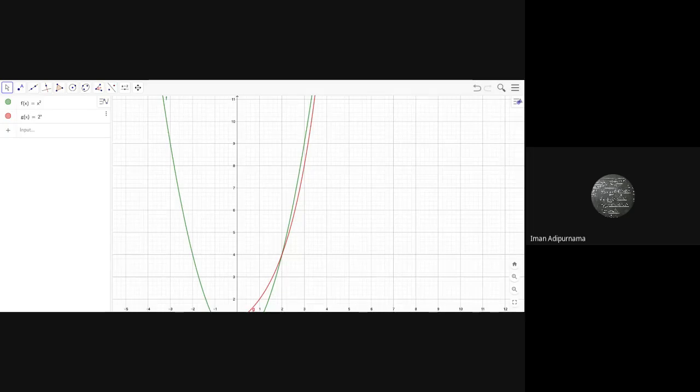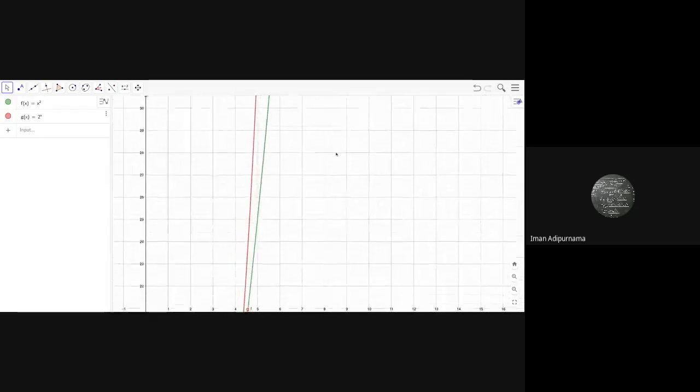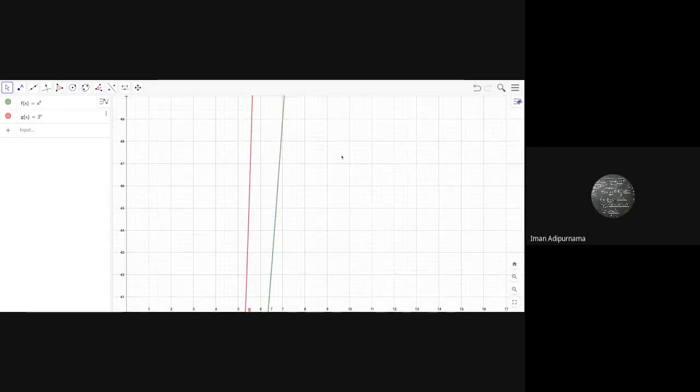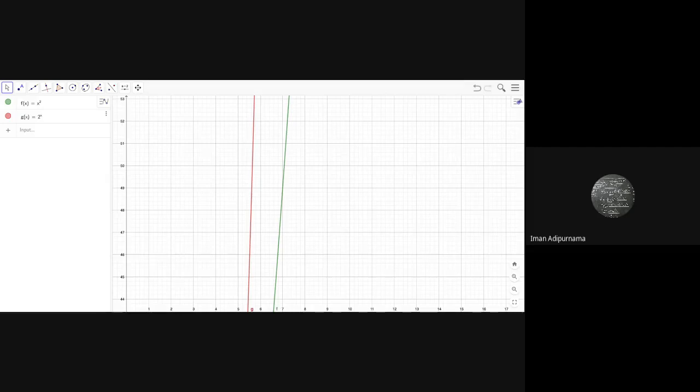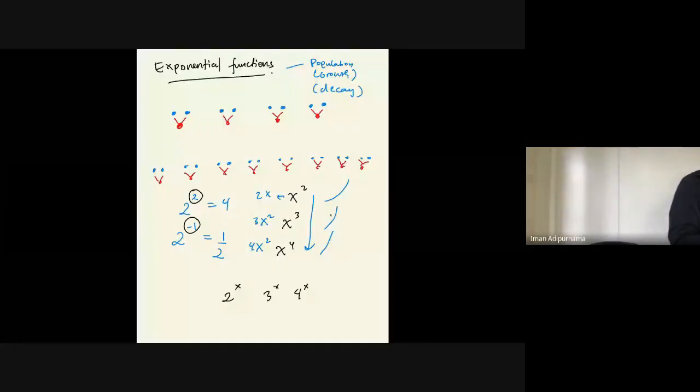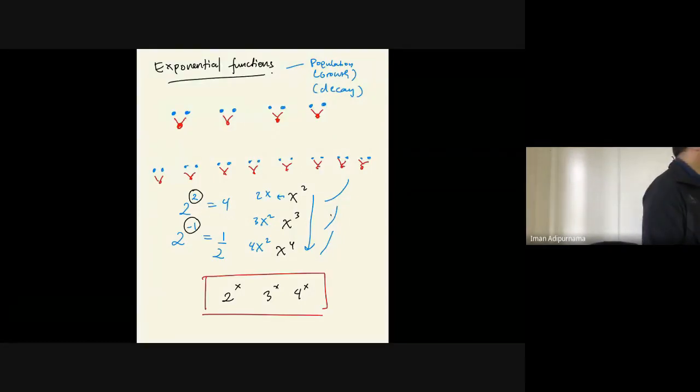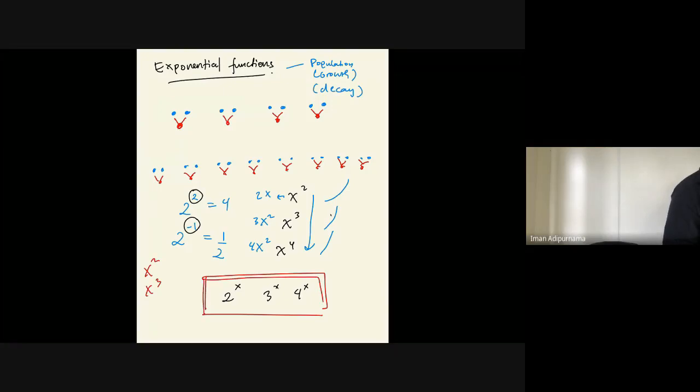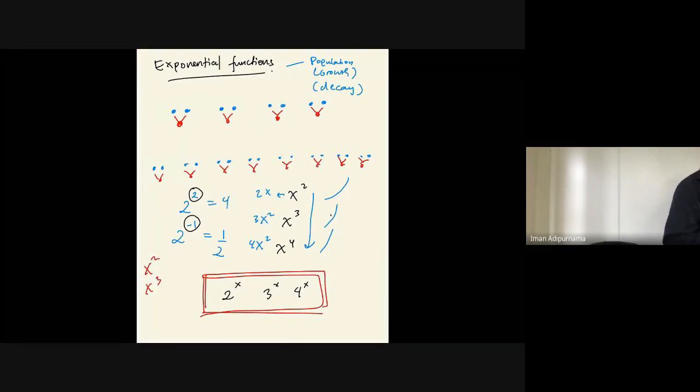At the beginning, it seems that the green color is above, right? But as time goes on, it becomes larger in gaps. You see that the red color is faster. So let's go back to our notes. When we have this function, it can explain population growth better than this model. So we are better off using this one, because it's similar to nature.